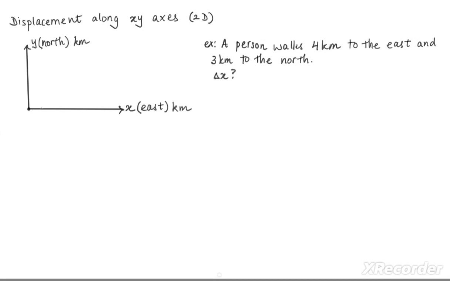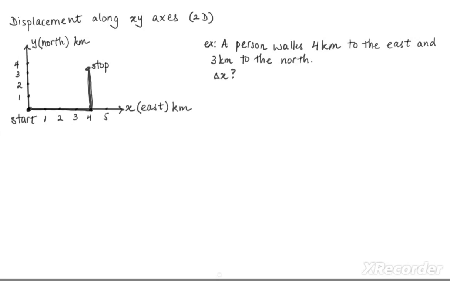So we have our origin. Say 1, 2, 3, 4, 5, this in kilometers, and we have 1, 2, 3, 4. So if this person is going to walk 4 kilometers to the east, we're going to start at the origin, walk 4 kilometers to the east, and then from there they're going to walk 3 kilometers to the north. So this is going to be the end position or the stop, and the origin is the start.